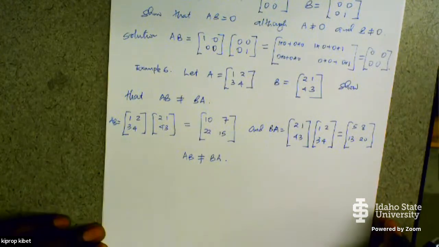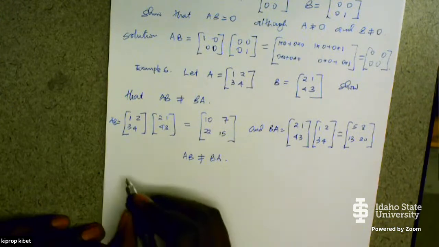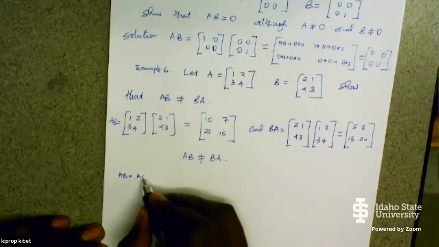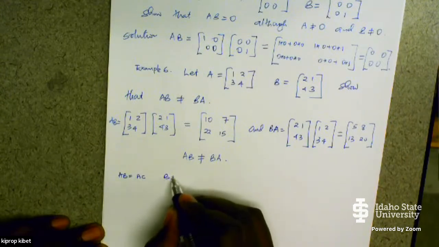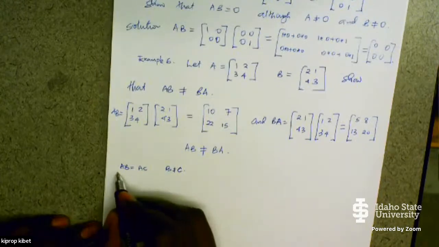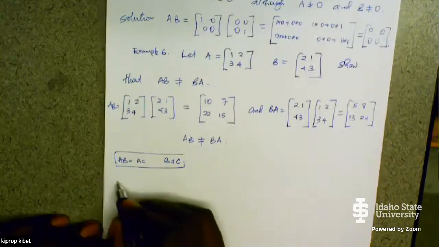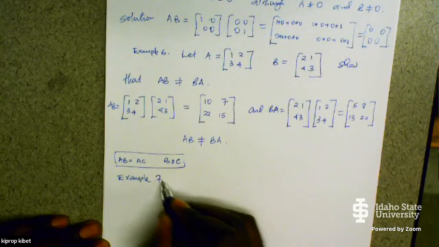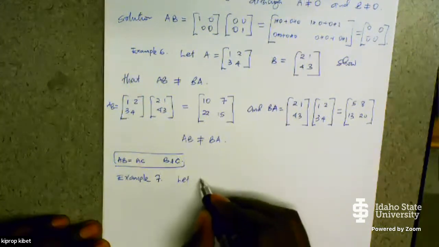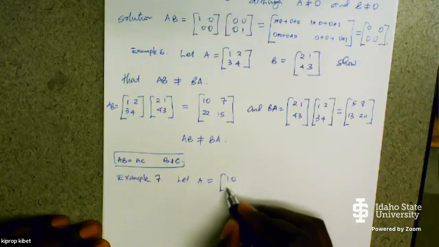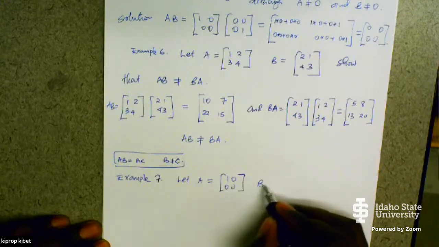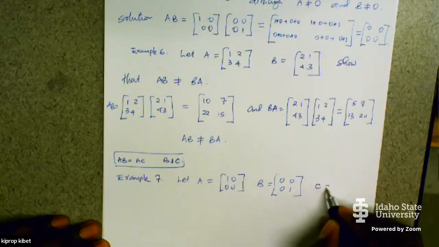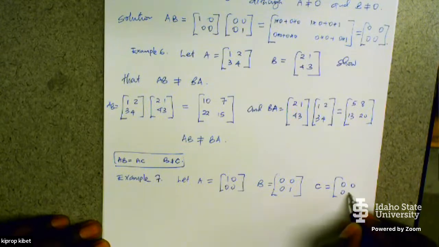Another example in which AB equals AC, whereby B is not equal to C. So let's look at this example. Example number 7. Let A be equal to 1, 0, 0, 0. B equals 0, 0, 0, 1, and C equals 0, 0, 0, negative 1.